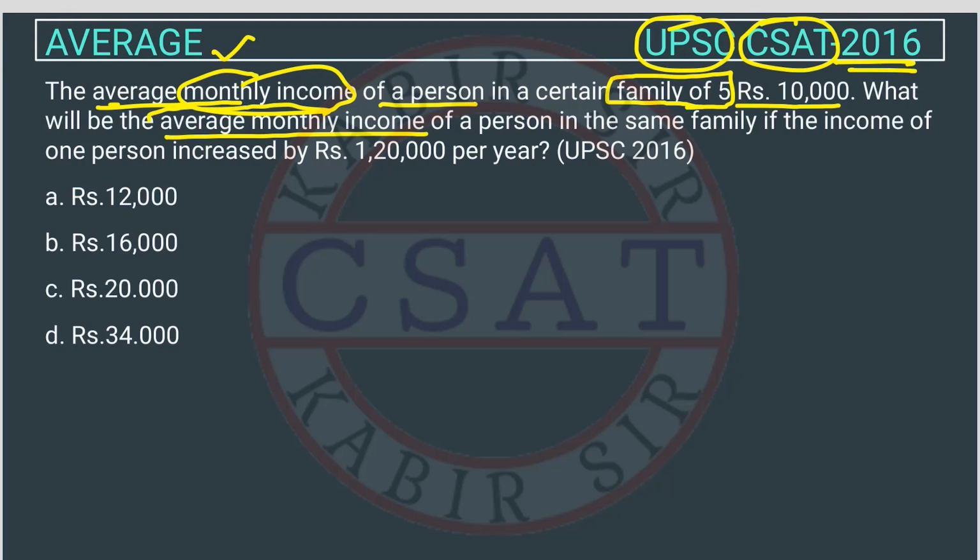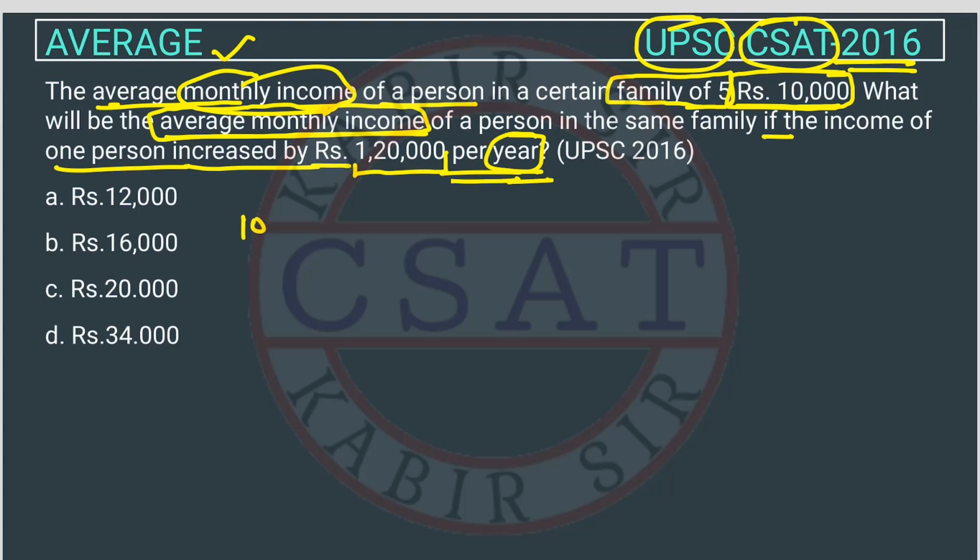He is asking the average monthly income of a person in the same family if the income of one person increased by rupees 1,20,000 per year. So here they have given the increment per year, but here they have given monthly. So monthly income they have given. Okay.